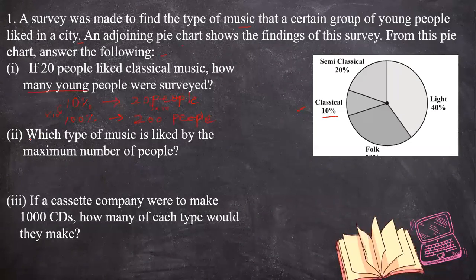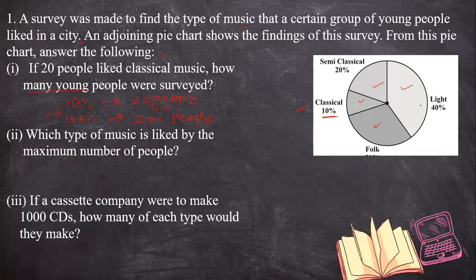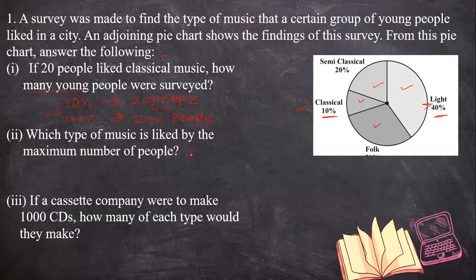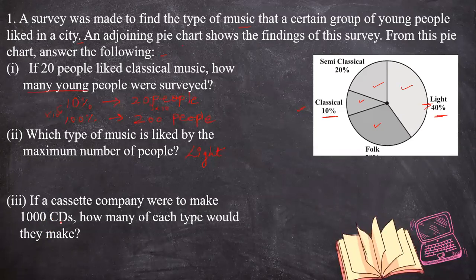Now move to the second question. Which type of music is liked by the maximum number of people? Now here you can see which portion is bigger. Yes, light. It is 40%. It is bigger. So which type of music is liked by the maximum number of people? Light music.